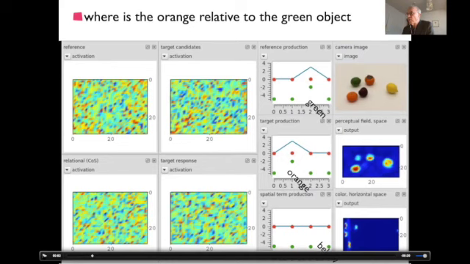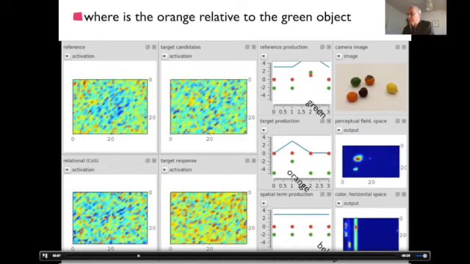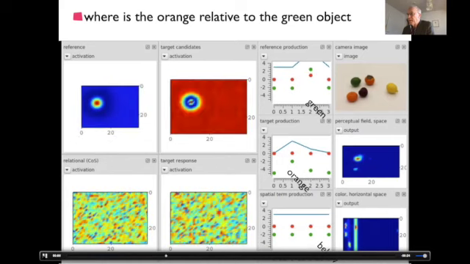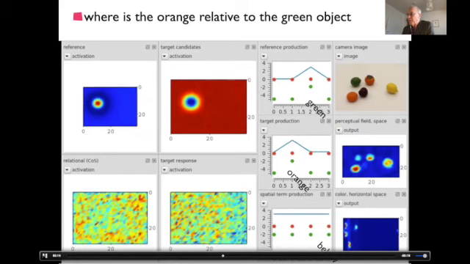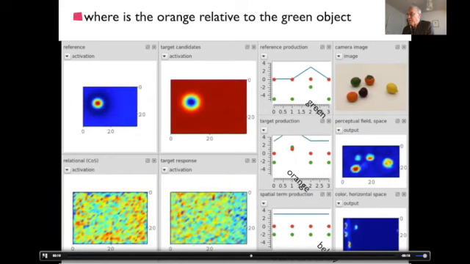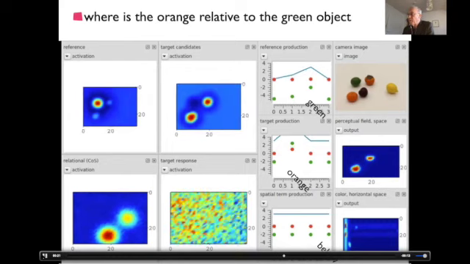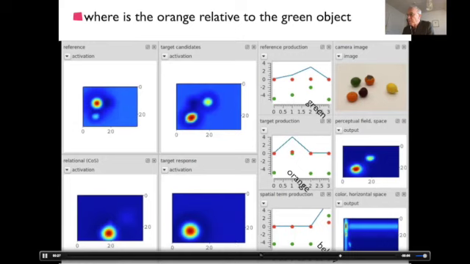So where's the orange relative to the green? And it will answer with a spatial relationship. So at some point it selects, yeah, here it selects that green object, and then it will come up with a target. There are actually 2 possible targets, 2 orange objects, right? These 2 objects, and it will select one of those, the one at the bottom, and then it will activate, I guess, below. It will activate here below.